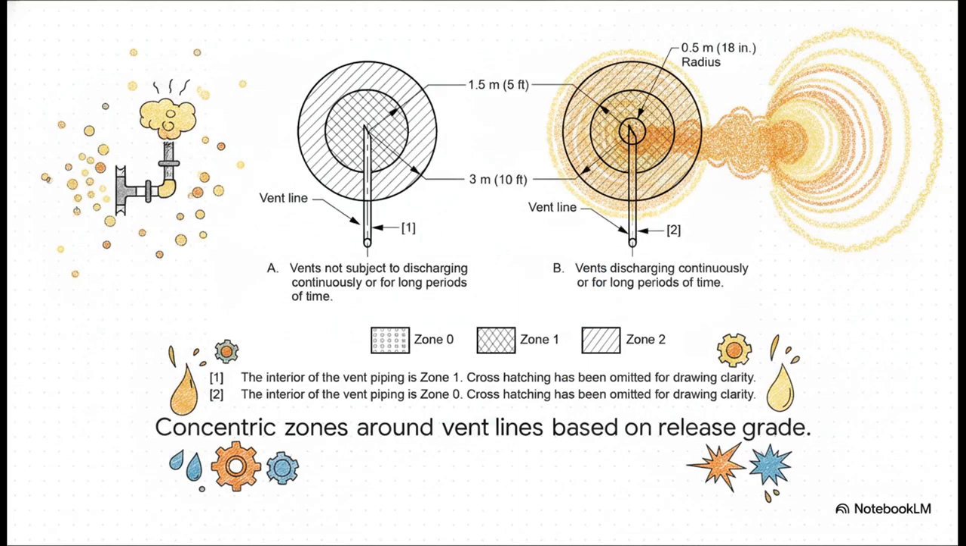And this really brilliantly illustrates how those exact same principles apply out in industrial environments. Looking at these vent lines, you can easily see how a continuous vent, one that's expected to release for long periods, drives a severe Zone 0 classification inside the pipe and a Zone 1 area immediately outside it. Conversely, an occasional vent, representing a non-continuous release, only drives Zone 1 inside and Zone 2 outside. So the grade entirely dictates the severity of the zones right around it.